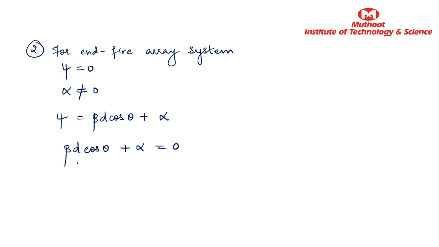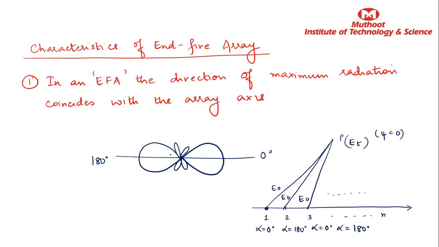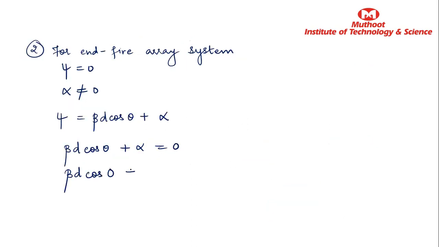Now I'm taking theta as 0. Now, what is this theta? Why have I taken it as 0? Because it is the maximum radiation in this direction. If you look at the end fire, the maximum radiation is at 0. So this is basically theta, which is 0. So I'm taking this as 0 plus alpha is equal to 0. So I can say alpha is equal to minus beta d.